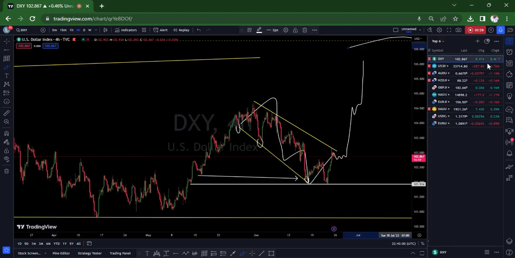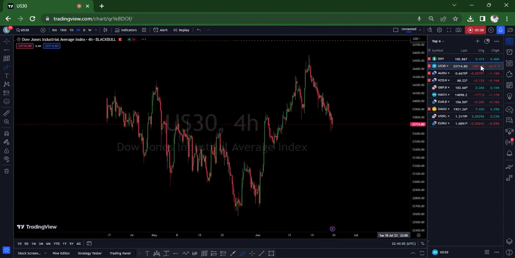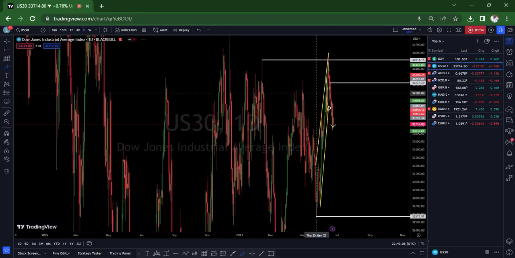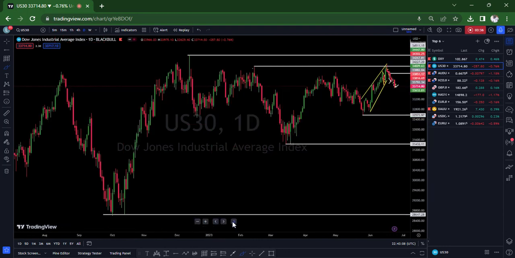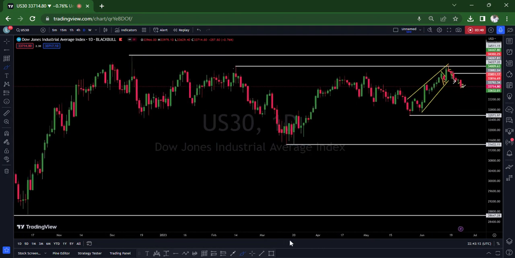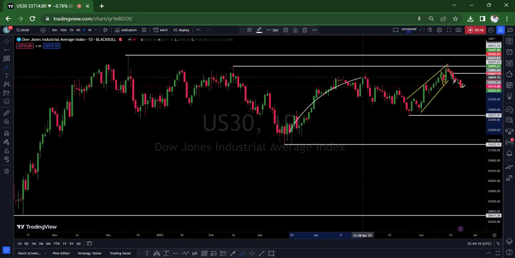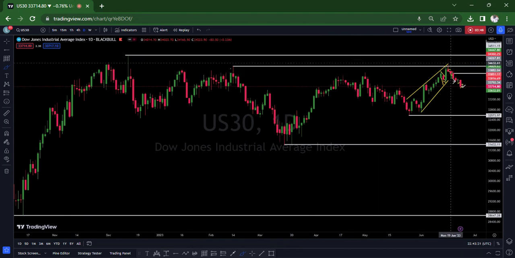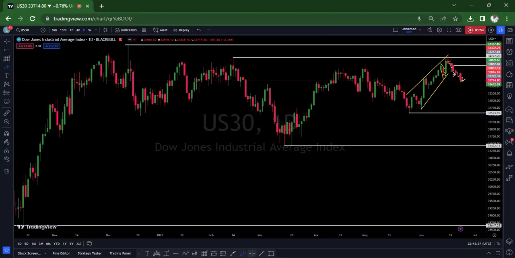So let me go to the main one I have here. This is US 30. You can see how it is on the higher time frame. When the market got to this point here, it made this area of value. It actually made a very, very strong reversal to the downside.